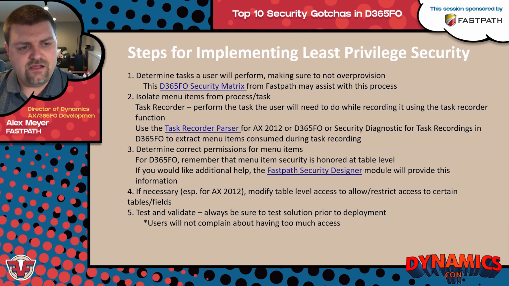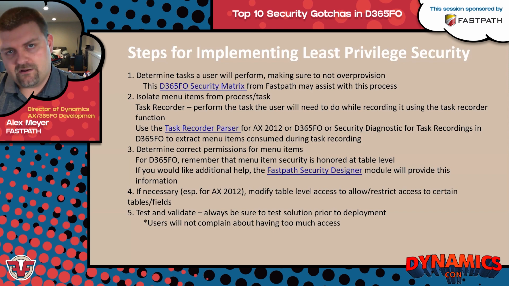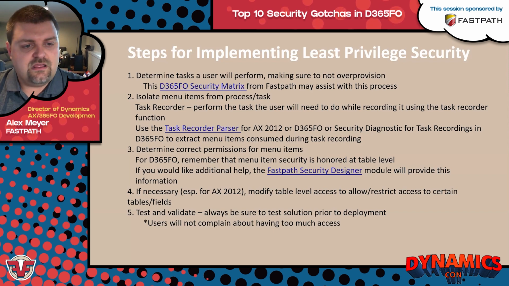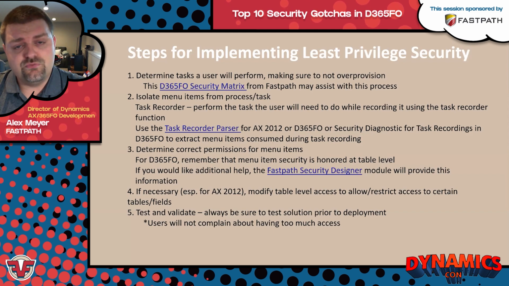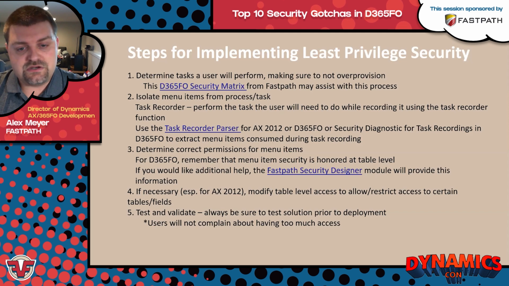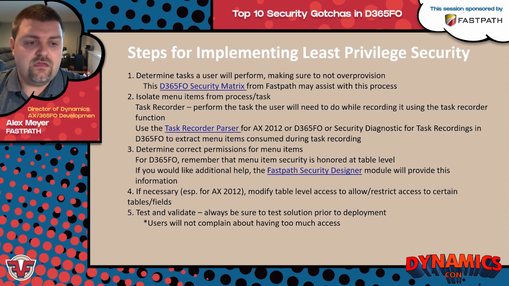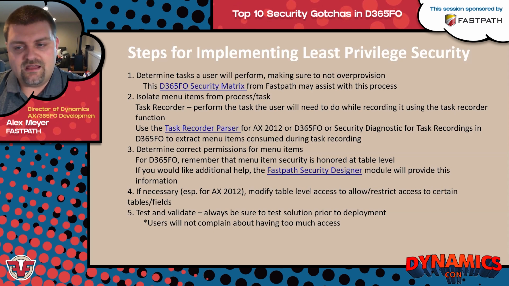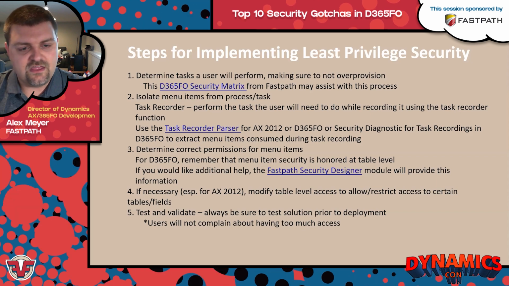That task recorder functionality is normally used for documentation or testing purposes, but a byproduct of that is that it does actually capture the menu items that are consumed during that process. So if you can analyze those task recordings correctly, you can pull out the menu items that are being used. There's a feature within F&O called the security diagnostics for task recordings that you can use.